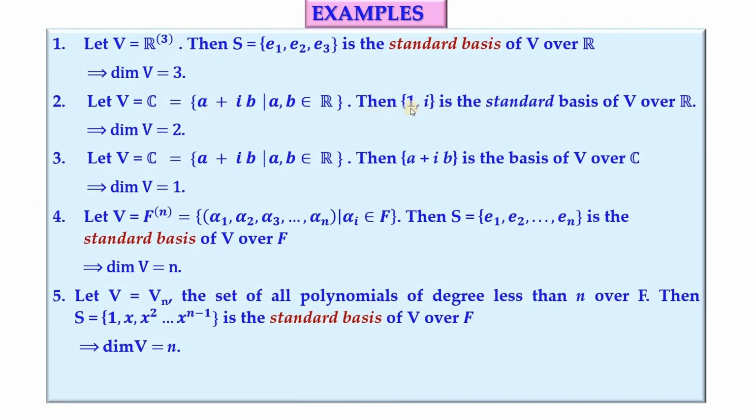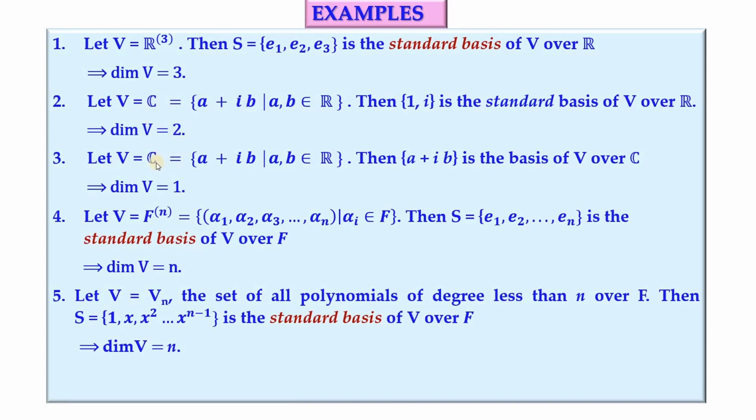once you have alpha into 1 plus beta into i equated to 0, you have the right side 0 being rewritten as 0 plus i into 0, equating the real and imaginary parts. We will get alpha to be 0 and beta to be 0. So 1 and i, this collection is linearly independent, and obviously it spans C. So we have dimension of V to be 2.